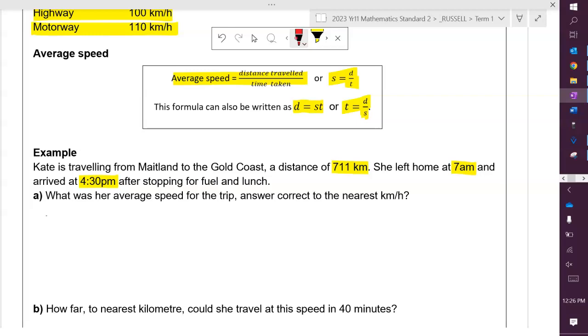The first thing we need to work out is from 7 a.m. until 4:30 p.m. is how many hours. If we count that through, we get 9.5 hours. We're trying to find the speed, so that's speed equals distance over time. Our distance travelled is 711 and our time is 9.5. If I put that into a calculator, I get 74.84 and a bit more, which is approximately 75 kilometres per hour.